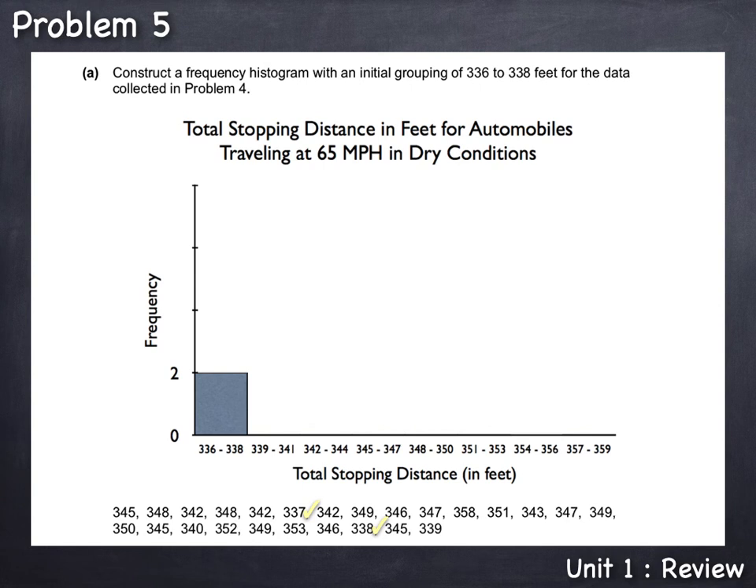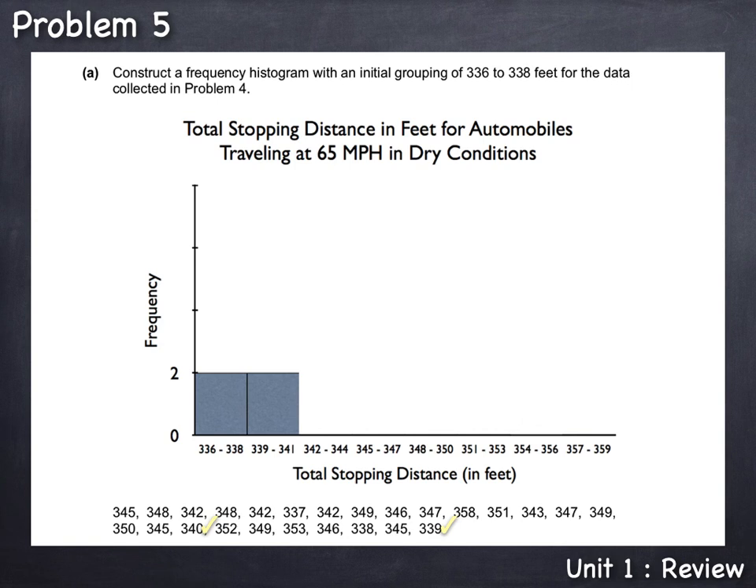And the second grouping that ranges from 339 to 341 feet, we go through and count to find the frequency through all this data, and we'll see that there are 2. There's a 340 foot and a 339 foot vehicle stopping distance. So that's a frequency of 2. So the second category, from 339 to 341 feet, has a frequency of 2.